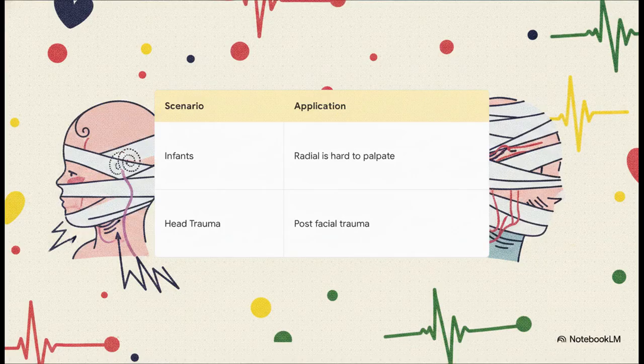Now, you might be wondering, why on earth would we check a pulse on the side of someone's head? Well, this site is heavily relied on in 2 very specific scenarios. First, with infants. Sometimes that radial pulse on the wrist is just way too difficult to palpate, or feel, so we go to the temple. Second, it is absolutely crucial for assessing circulation after severe facial or head trauma, especially when you need to check blood flow after wrapping extensive head bandages.